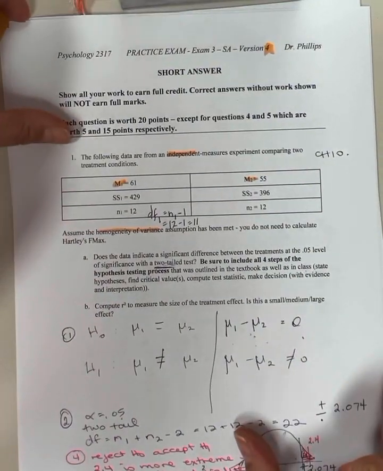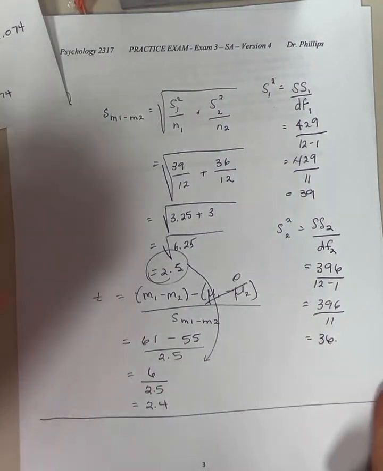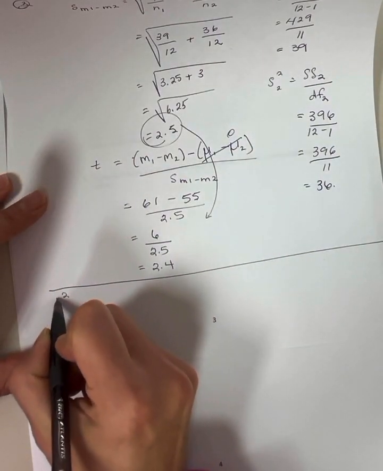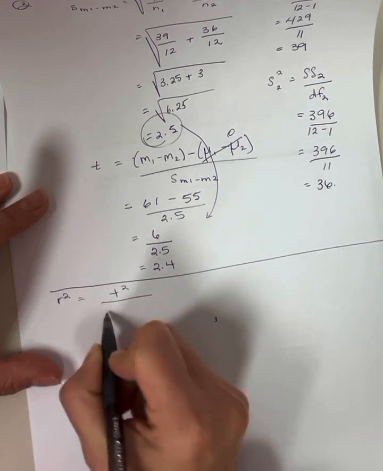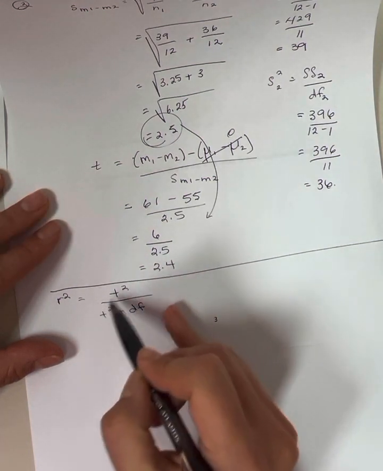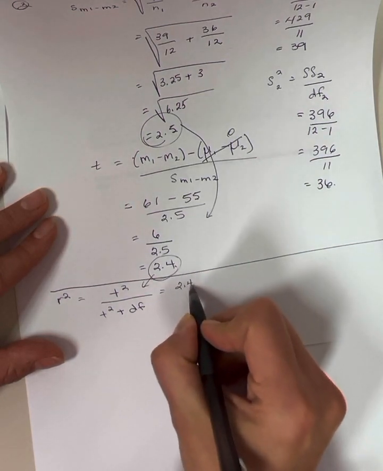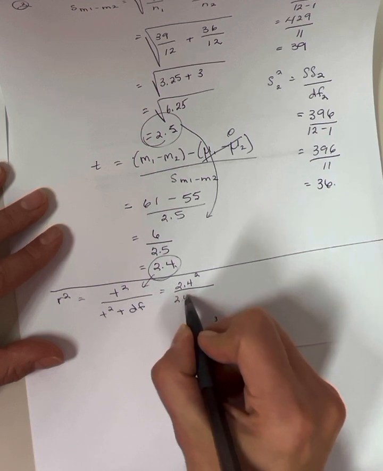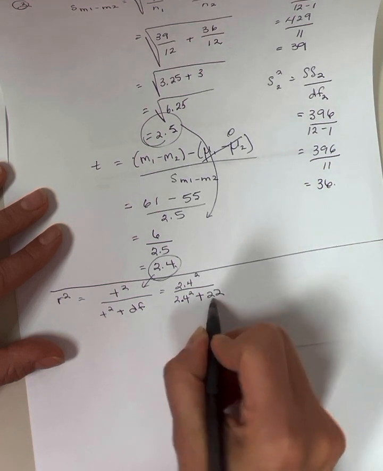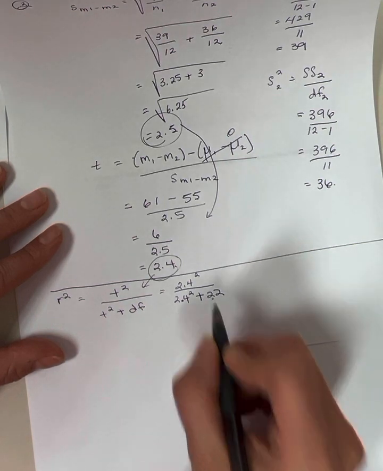Okay, so for the effect size measure, this one is asking us for R squared. Okay, here, I'll scoot it up a little bit. So R squared equals T squared divided by T squared plus the degrees of freedom. And in this case, the T that we need to put in is the T from step 3. So we need 2.4 squared divided by 2.4 squared plus 22. That's the degrees of freedom that we originally calculated in step 2 of the hypothesis testing procedure.